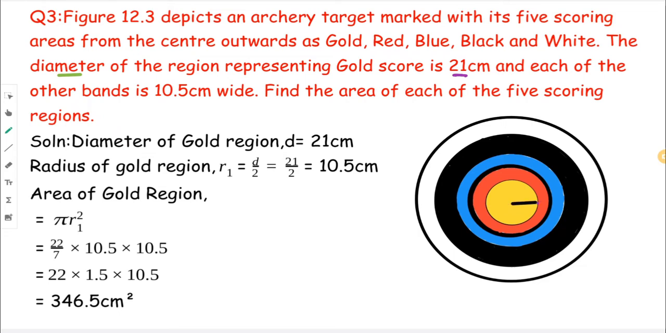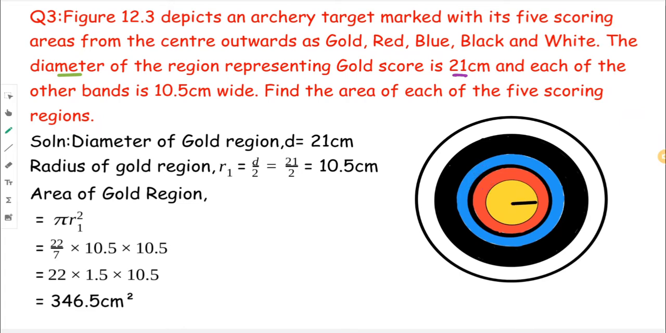That means from here till here is 10.5, then from here till here is 10.5, from here till here is 10.5, same thing here, from here till here is 10.5. What do I have to do? We have to find the area of each of the 5 scoring regions. That means I have to find the area of this gold, then area of this red, blue, black and white. Alright, that will give us our answer. So first let's start by finding the area of this gold.